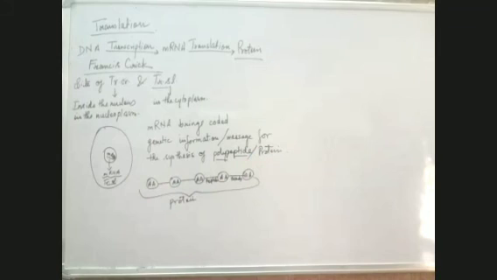Now, all the machinery for translation is present in the cytoplasm. We need some enzymes, we need transfer RNA, the ribosome is required, and by using this machinery and the message which is present in coded form on the messenger RNA, the polypeptide chain is synthesized in the cytoplasm. That means the protein is synthesized in the cytoplasm.